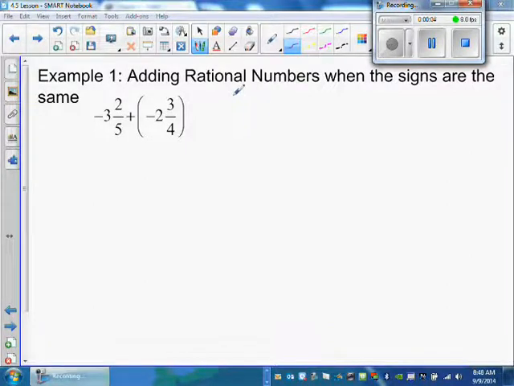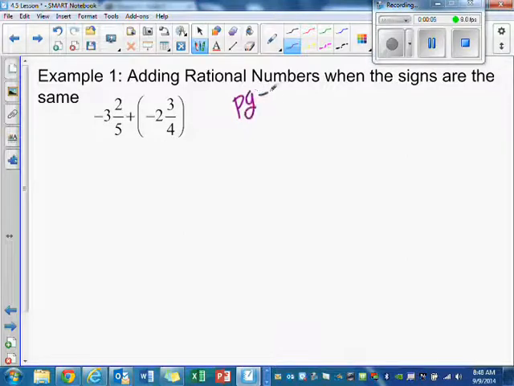Okay, the first thing you need to do is open your ISN to page 7. There are notes in here about adding and subtracting integers that will help you for today. So you can pause the video and open that.